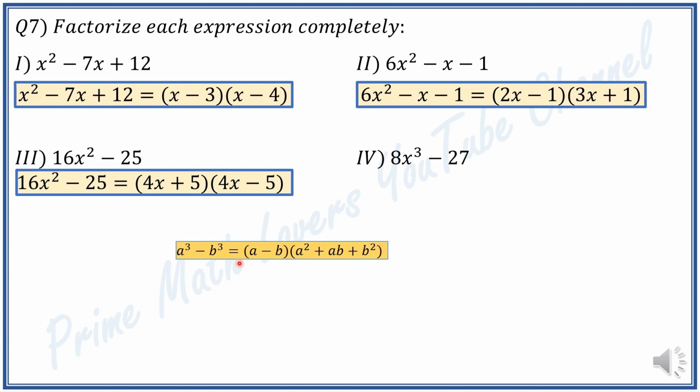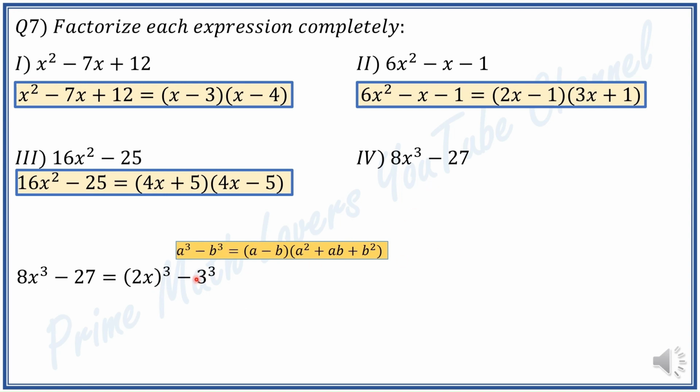I have another video that proves this identity. You can find that on my channel. So we apply this on our expression. First, I write down 8x cubed as 2x to the power of 3, and I write down 27 as 3 to the power of 3. We know that 2 to the power of 3 is 8, and x to the power of 3 will be x cubed. And 3 to the power of 3 is 27.